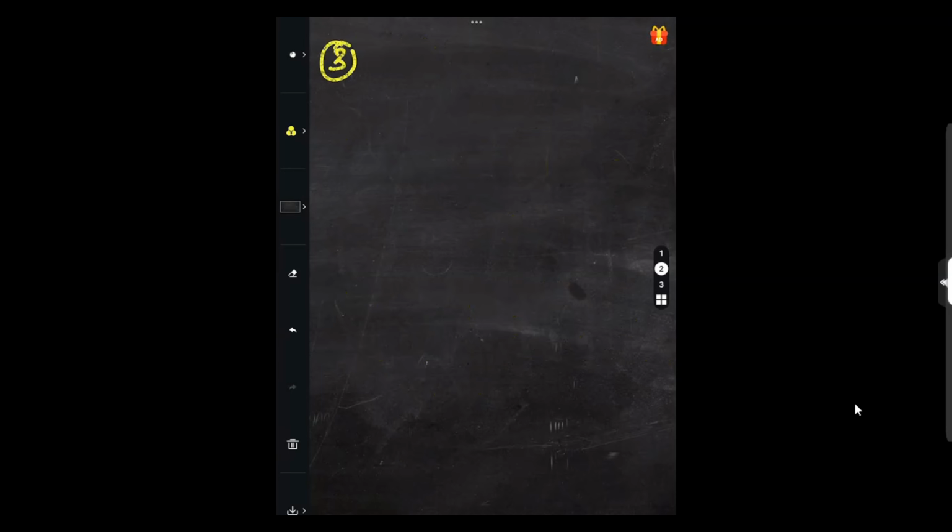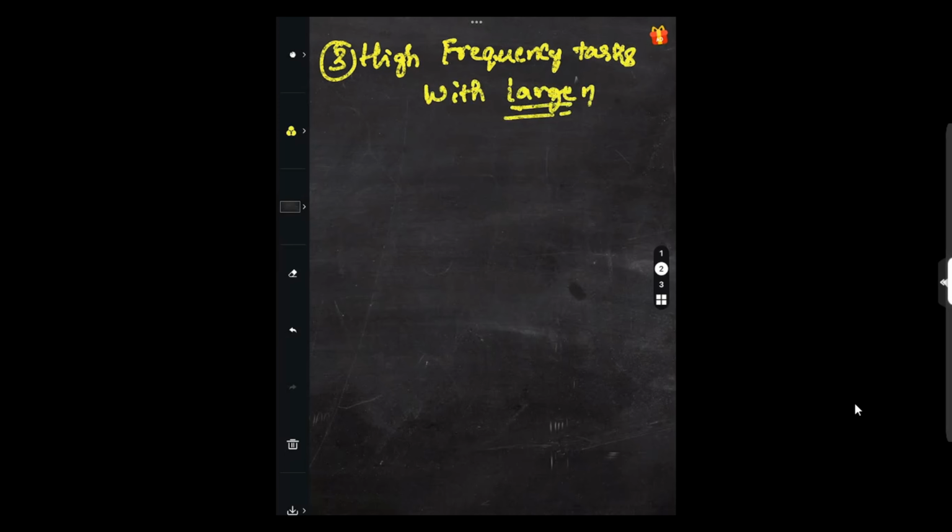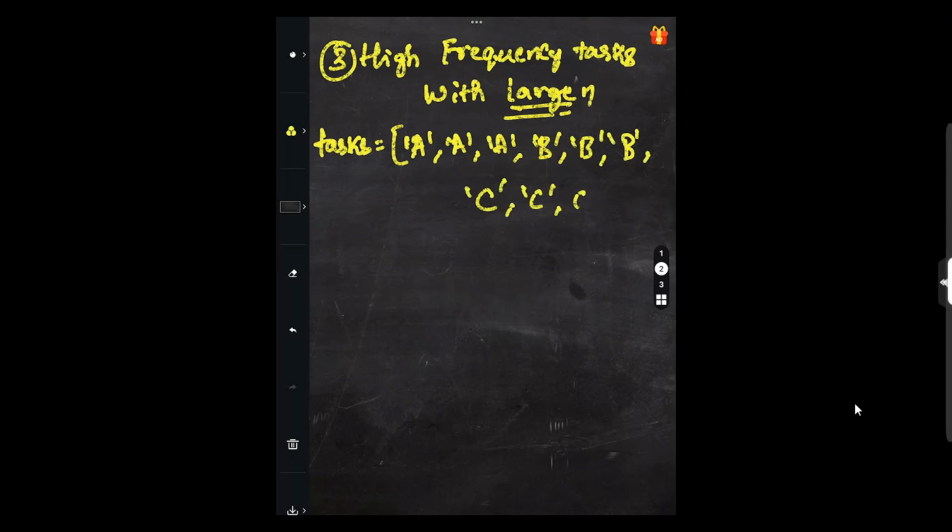Let's move on with the third edge case, nothing but high frequency tasks with large N. When I say this, repetitive tasks have to be higher, right? So here in this case A, let me consider some 3 times, or thrice. B, let me consider the same thing. High frequency tasks we are considering, right? And C, let me consider here thrice as well.